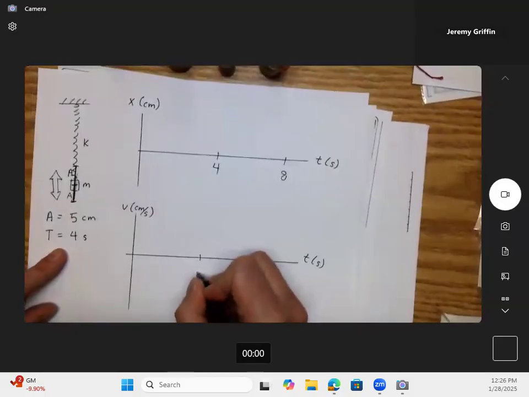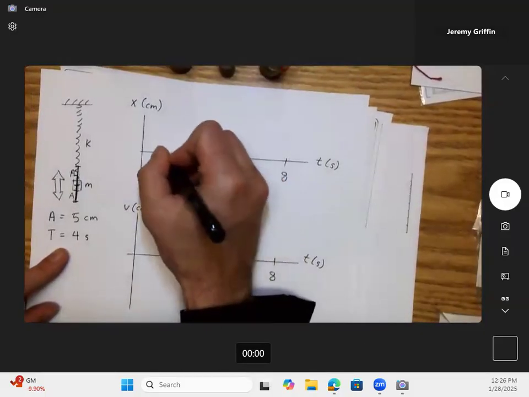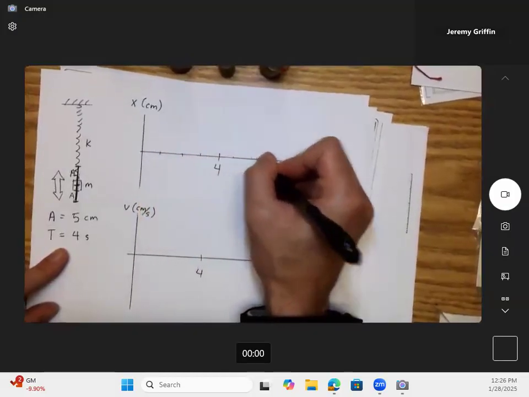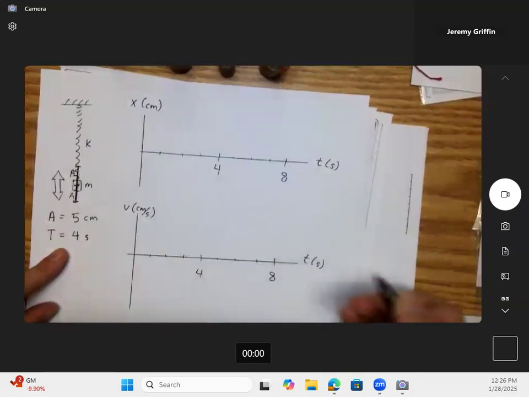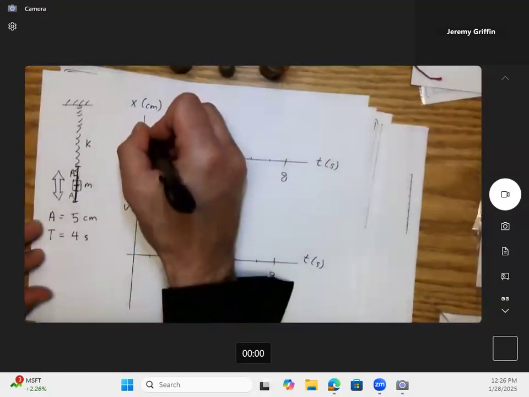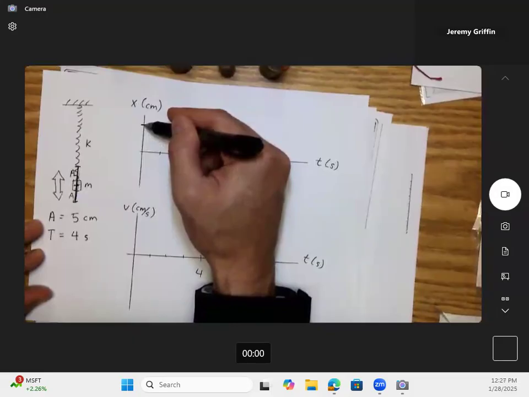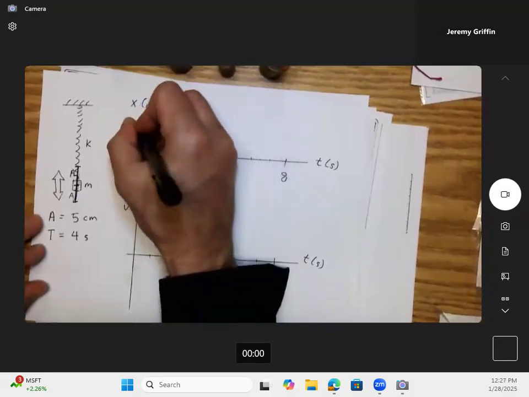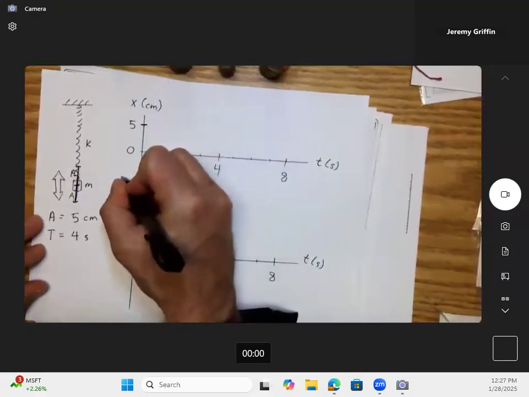And then when we get down to this velocity graph, it's going to be that same story. 4 seconds, 8 seconds. Maybe I should divvy that into 1, 2, 3, 4, 5, 6, 7, 8. Okay. All right, all good? Okay. And then, how high up should I label this vertical axis? How many centimeters would be a good number? 5 centimeters. 5 centimeters, right? Here's the equilibrium at 0, and it could go all the way to -5.